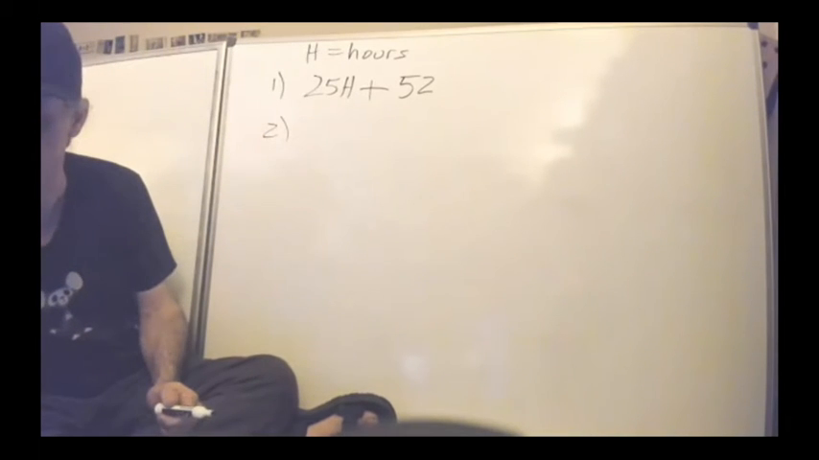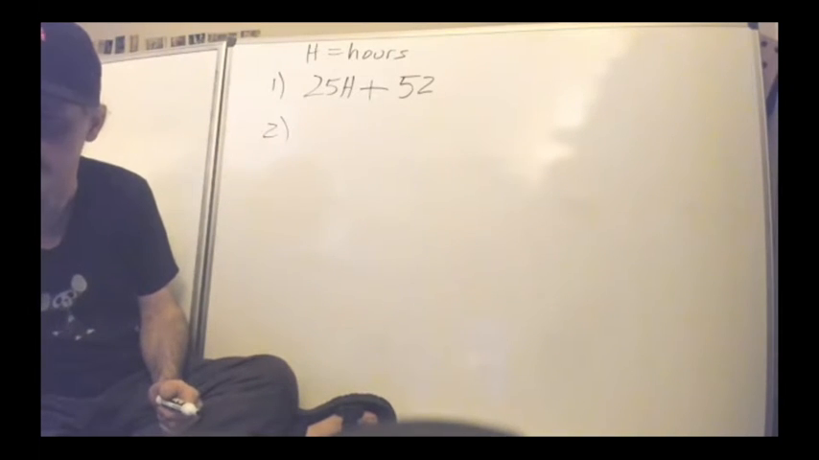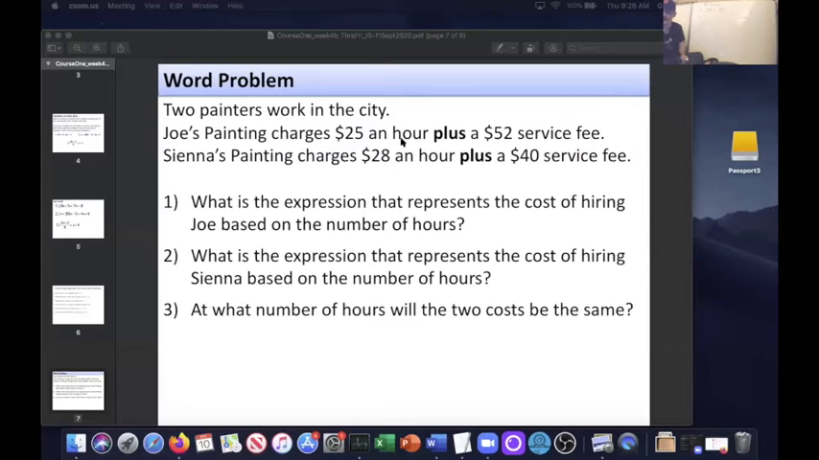Okay, so notice the rate is multiplied to the hours since the rate is per hour. The fee is one time. It's not multiplied to anything. And we're using a variable because we want to represent the general idea.